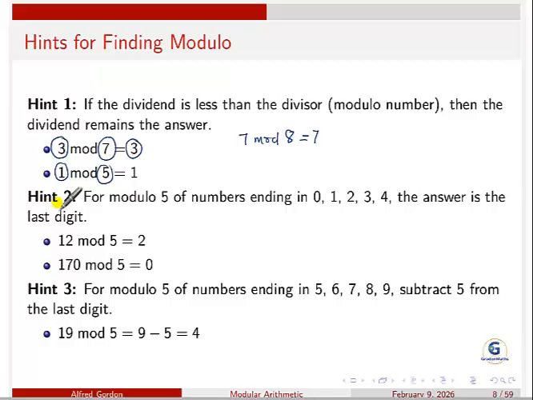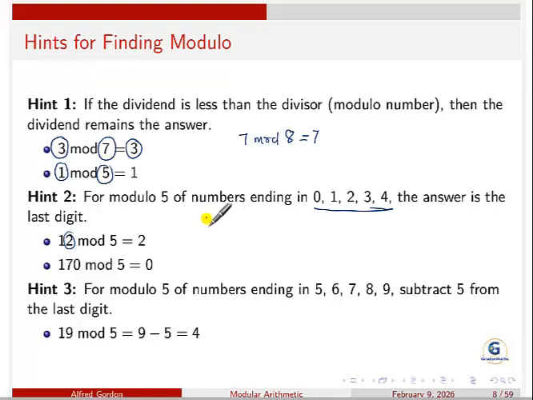Now hint 2. For modulo 5 of numbers ending with 0, 1, 2, 3, 4, that means the ending numbers are all less than 5, and they are whole numbers, so the answer is the last digit. Like 12 mod 5, here the last digit is 2 and it is part of this set, so our result is just 2.